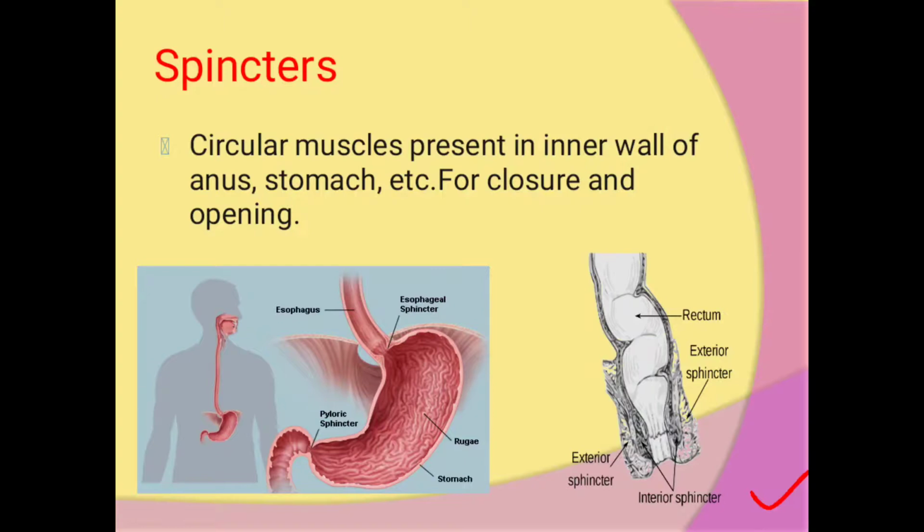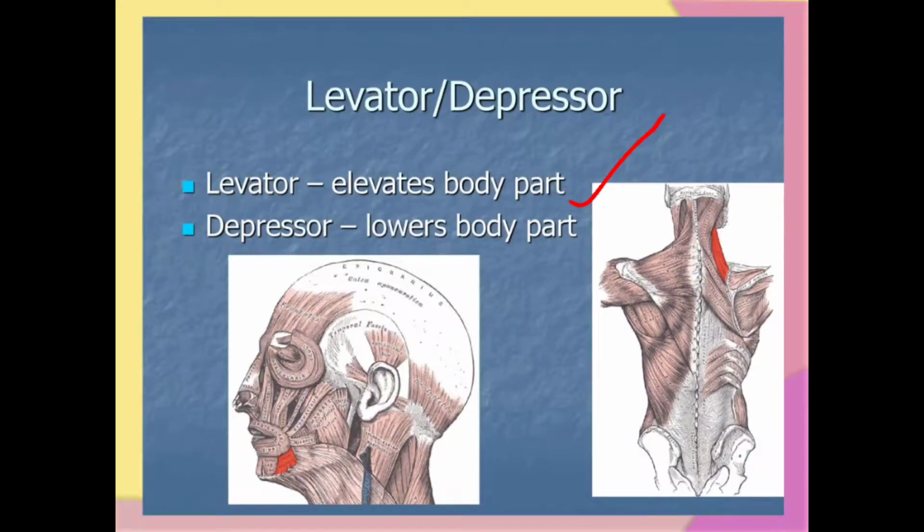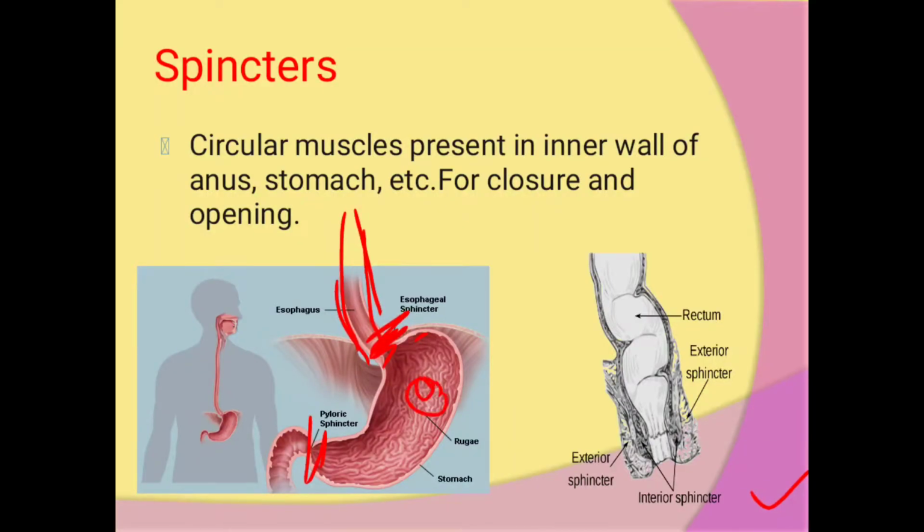Wherever the esophagus opens into the stomach, at this region there is the cardiac sphincter, and here the pyloric sphincter. So what is the function of this sphincter? It is important for closing as well as for opening. For the stomach region, it prevents the backflow of the food material. Whenever food material enters into the stomach, this cardiac sphincter closes, so then that food material cannot move back into the esophagus.